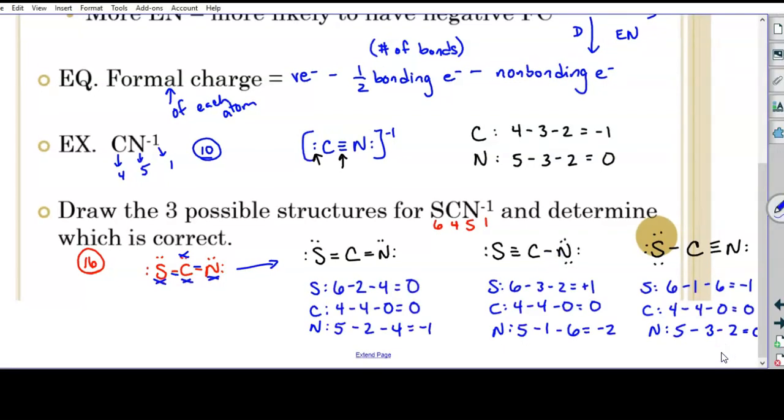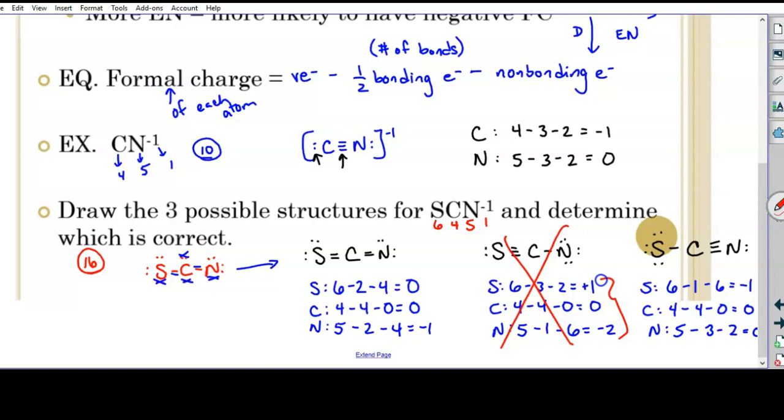So hopefully this is what you came up with for your numbers. Right off the bat, you should have been able to cross the one in the middle off because of the range. This is a huge range, 1 to -2, a very big range of numbers. So automatically that one is gone. Definitely not the right structure.